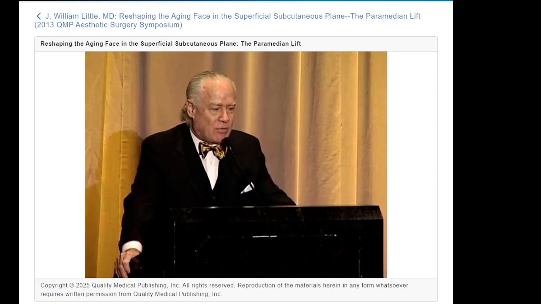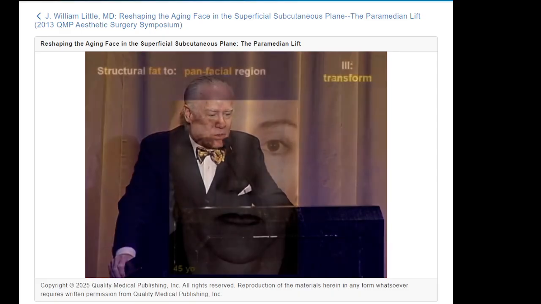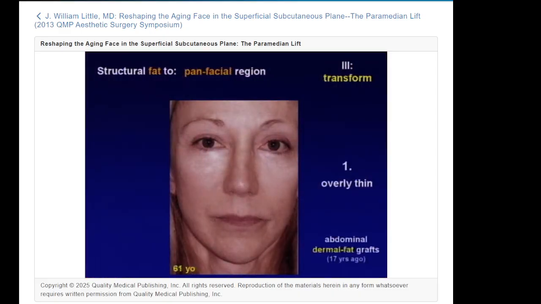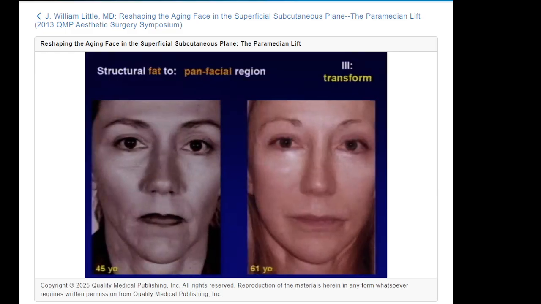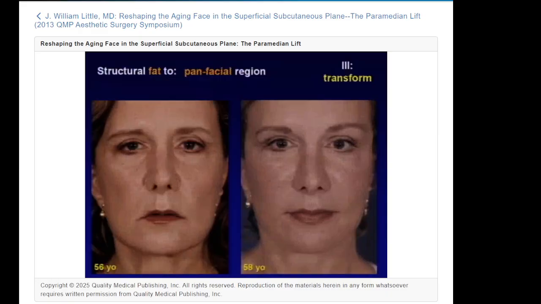Do I go beyond that? Yes, I do transformative fat grafting, but in very selected patients. This patient is an early example before I was doing fat grafting. Overly thin, I was doing an abdominoplasty at the same time as her facelift, so I put multiple dermal fat grafts on the abdominoplasty interface. I've since added small amounts of fat from her face, so she's younger now than she was.